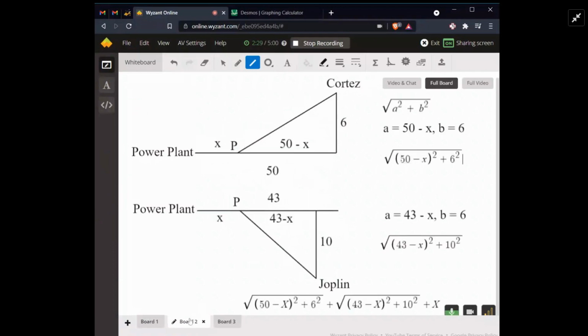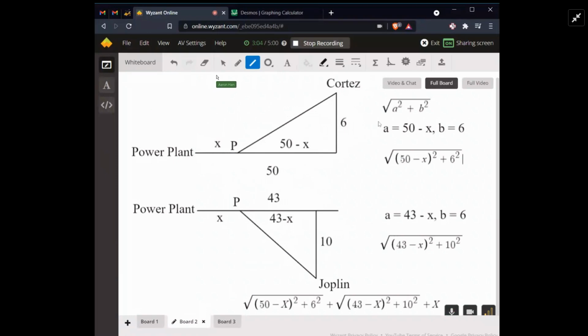So what I've done is broke the problem up in 2 parts. Part 1 is to try to find the distance from the junction point to Cortez. Part 2 is to find the same junction point to Joplin. So the key to note here is that if the entire length from the power plant to where the right angle going up towards the north to hit the town of Cortez is 50 miles, the distance from P to that same right angle is 50 minus x. And that gives us one of our side lengths. And the other side length is 6 miles as given by the problem.